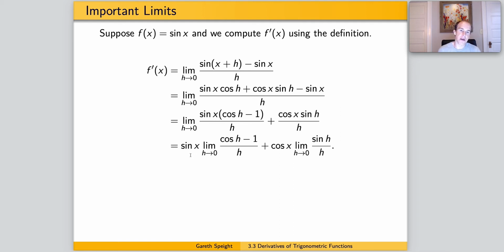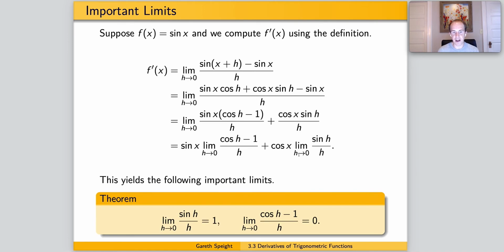But what should they be? We're aiming to have cosine x as our derivative. We said the derivative of sine should be cosine. So out here we should get sine. Sorry, we should get cosine. So if we're going to get cosine in the end, then the bit that's next to sine should be 0. So this limit should be 0. And then the piece that's next to cosine should be 1. So this limit has to be 1. And in fact, that's true. So these are going to be useful limits that we need to be aware of. The limit of sine h divided by h is 1, and the limit of cosine h minus 1 divided by h equals 0.